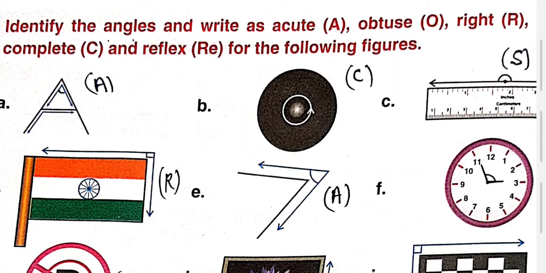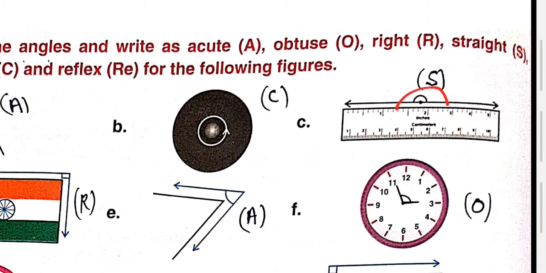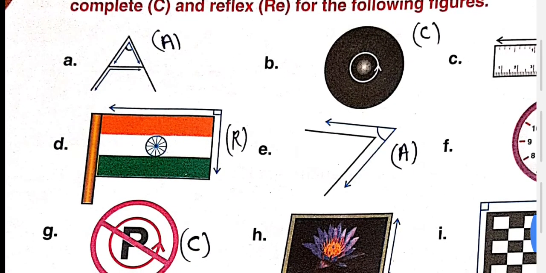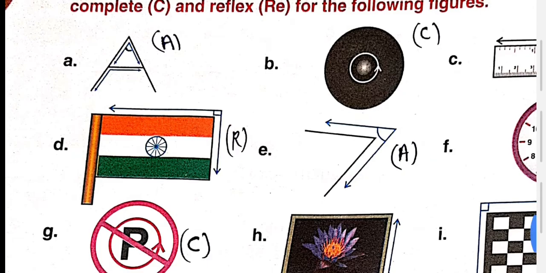As you see here, this angle is very small, so it is an acute angle. It is a complete angle. Now it is what? 180 degrees, a straight angle. So write S for straight here. Now just check here, it becomes 90. If this symbol is written there, it means it is 90 degrees. So it becomes a right angle, 90 degrees. It becomes acute, so write A here.